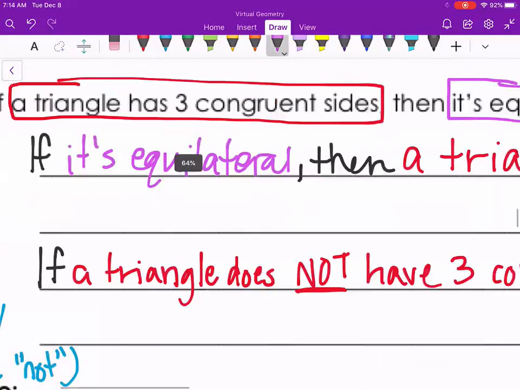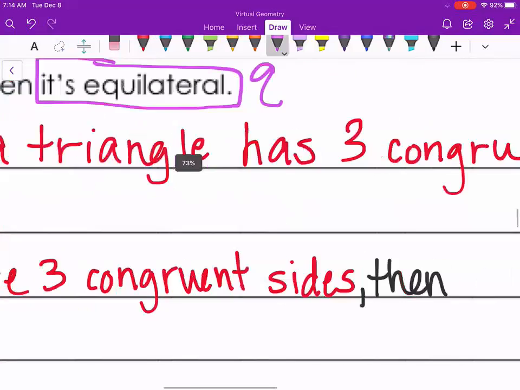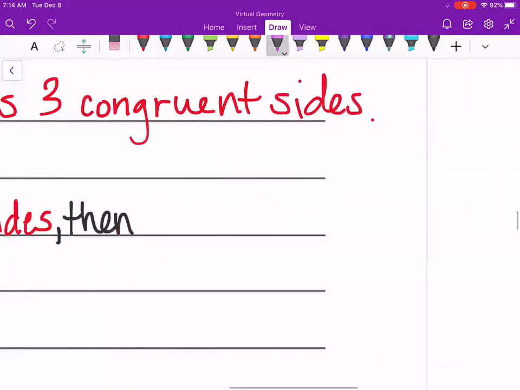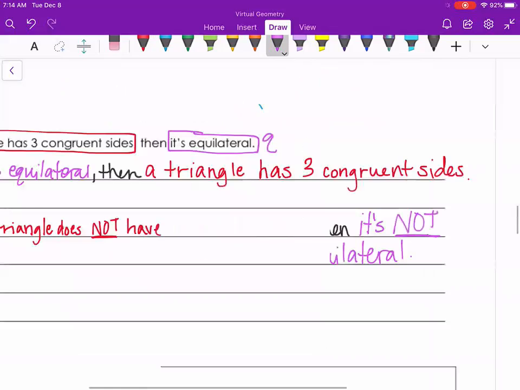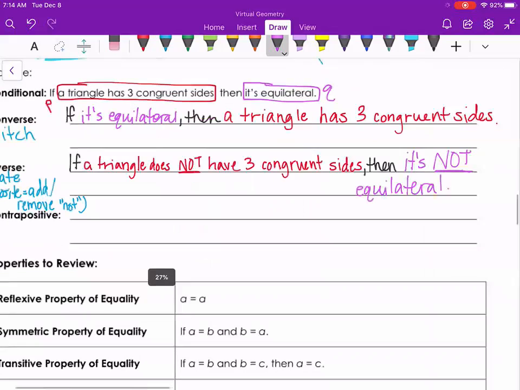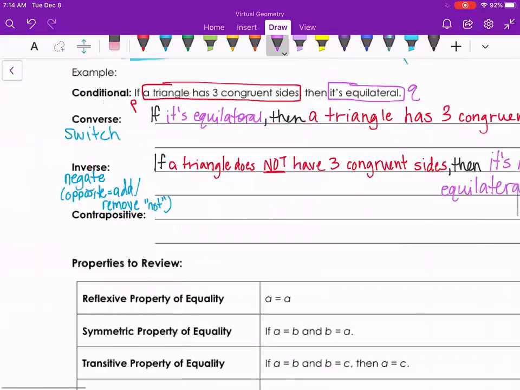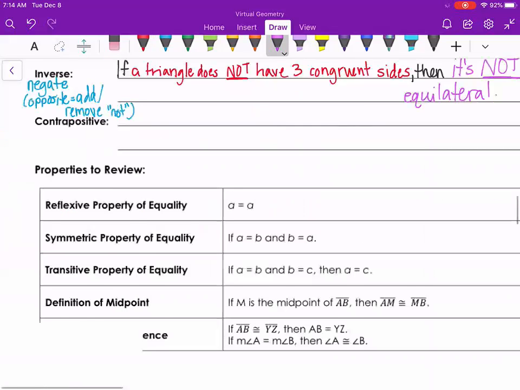Then we have our original conclusion, it's equilateral, then it's not equilateral. And again, there's our negation. Again, this one, the order does not change, but the only thing that happened is we put in the word not there.